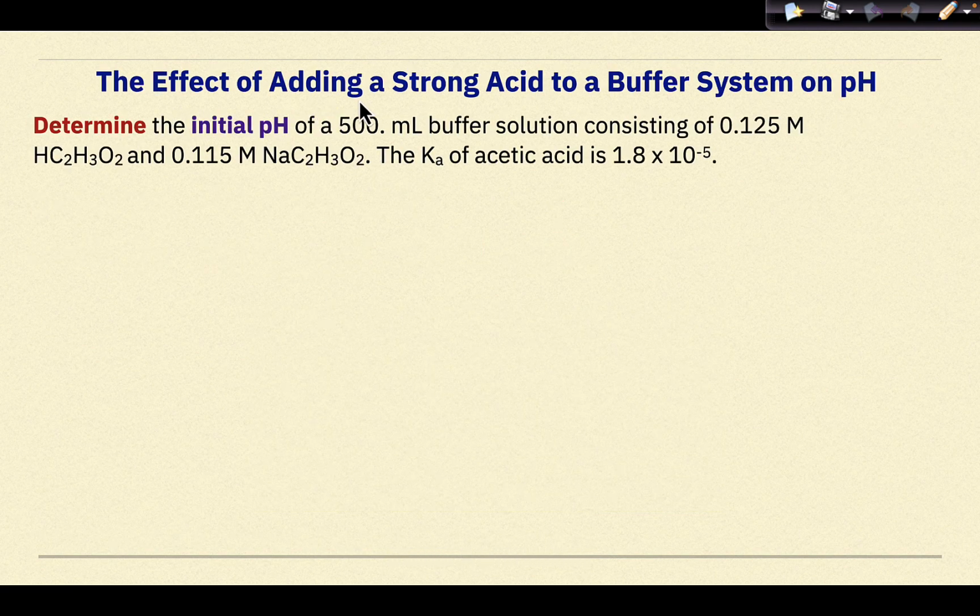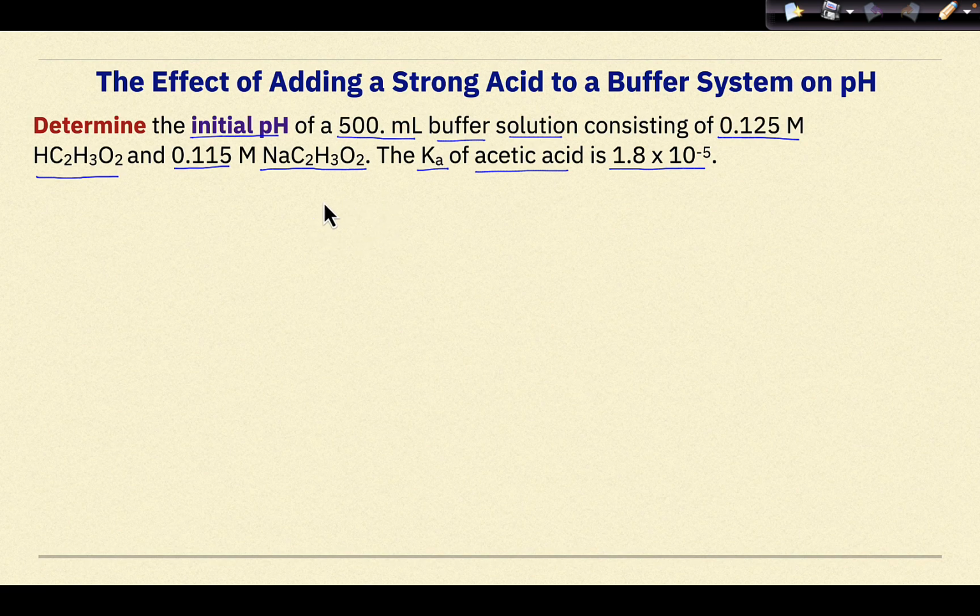The effect of adding a strong acid to a buffer system on pH. Determine the initial pH of a 500 milliliter buffer solution consisting of 0.125 molar HC2H3O2 and 0.115 molar NaC2H3O2. The Ka of acetic acid is 1.8 times 10 to the negative 5.